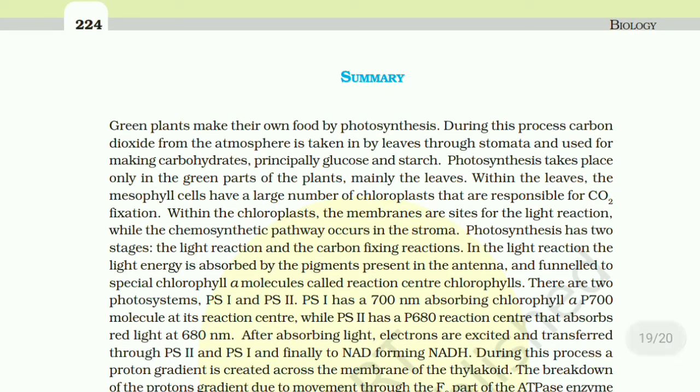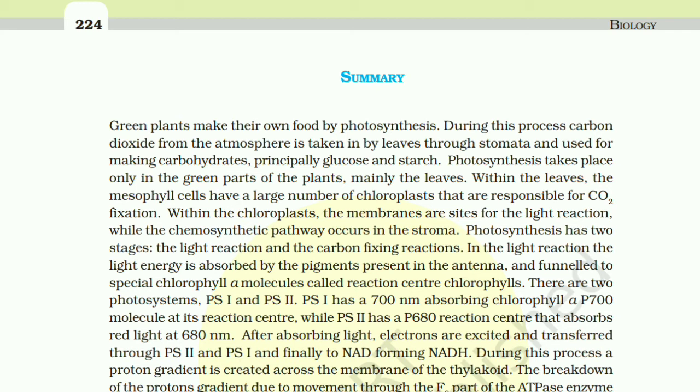Summary. Green plants make their own food by photosynthesis. During this process, carbon dioxide from the atmosphere is taken in through the leaves' stomata and used for making carbohydrates, principally glucose and starch. Photosynthesis takes place only in the green parts of the plant, mainly the leaves. Within the leaves, the mesophyll cells have a large number of chloroplasts that are responsible for CO2 fixation. Within the chloroplasts, the membranes are the site of light reaction, while the biosynthetic pathway occurs in the stroma.